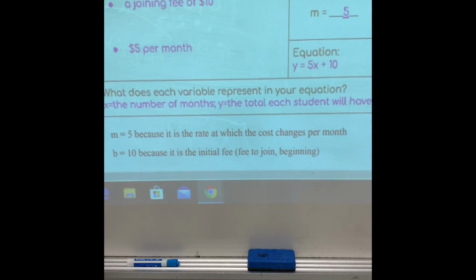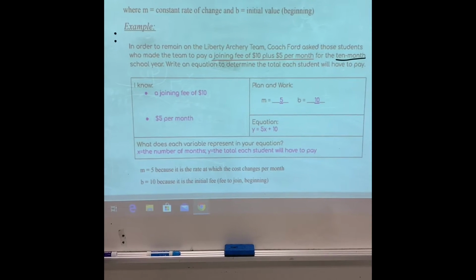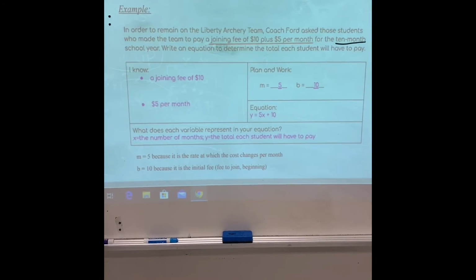It's a beginning. We're going to take a look at some of your homework questions here, and we're going to go through some examples together.